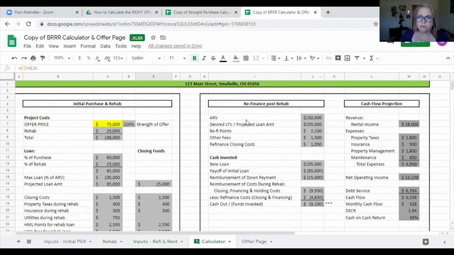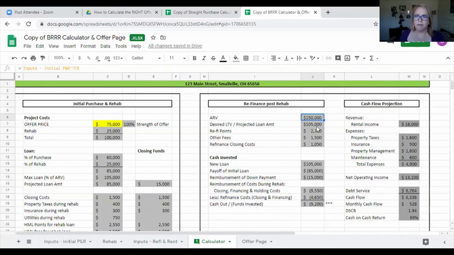All right, so this is what we're looking at over here. I'm just kind of curious, what is this going to look like when I go to refinance it? If the ARV is 150,000, and based on my desired loan to value, which was 70%, my projected loan amount would be 105,000. So on your calculator, if you take 150,000 times 0.7 or 70%, that will equal 105,000. So that's your new mortgage payment.